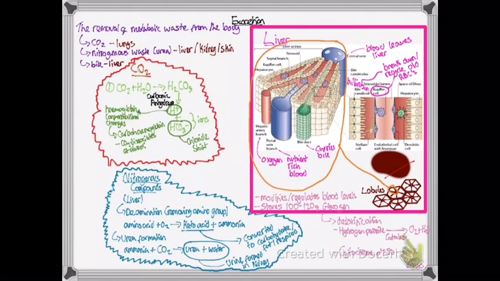So let's look at the detoxification properties of the liver. There's three: I've got two here and one on the next page. They detoxify hydrogen peroxide using catalase enzymes, and they then produce oxygen and water.